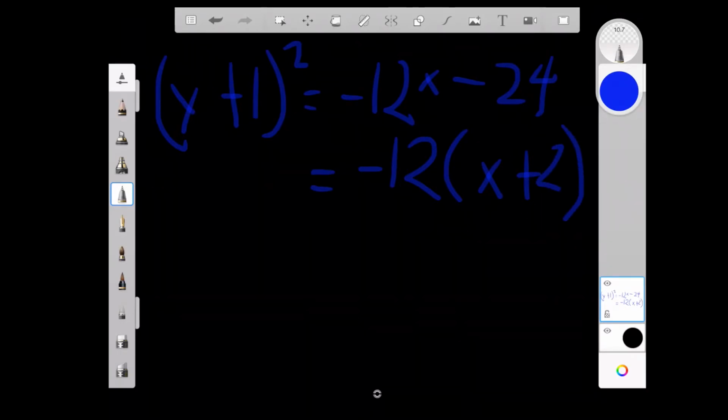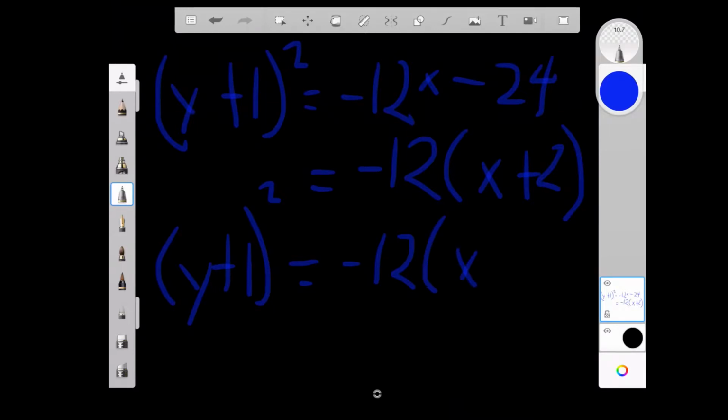So, now we can determine if it is upward, downward, left, or right. So, this is the final standard equation. Y plus 1 squared equals negative 12 times x plus 2.